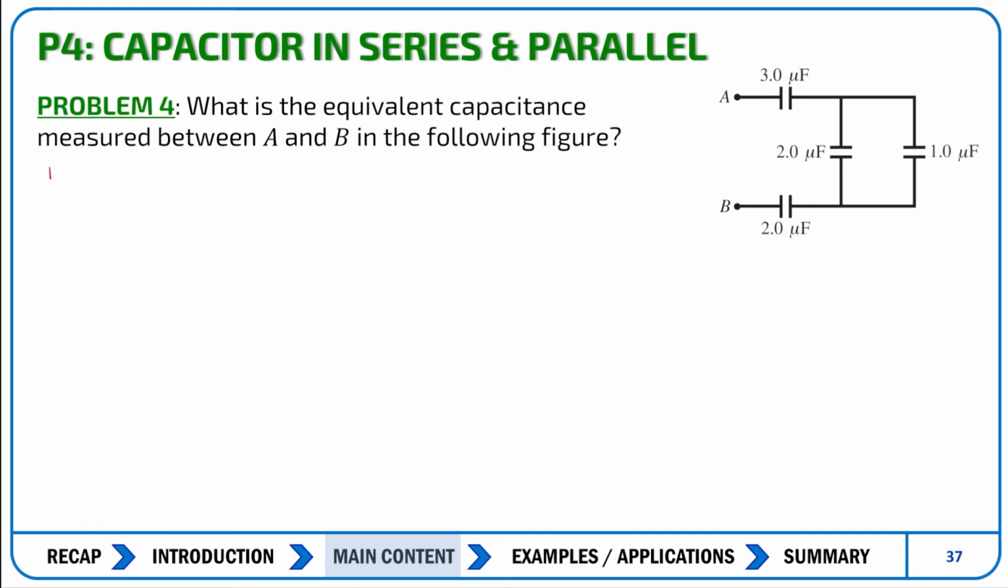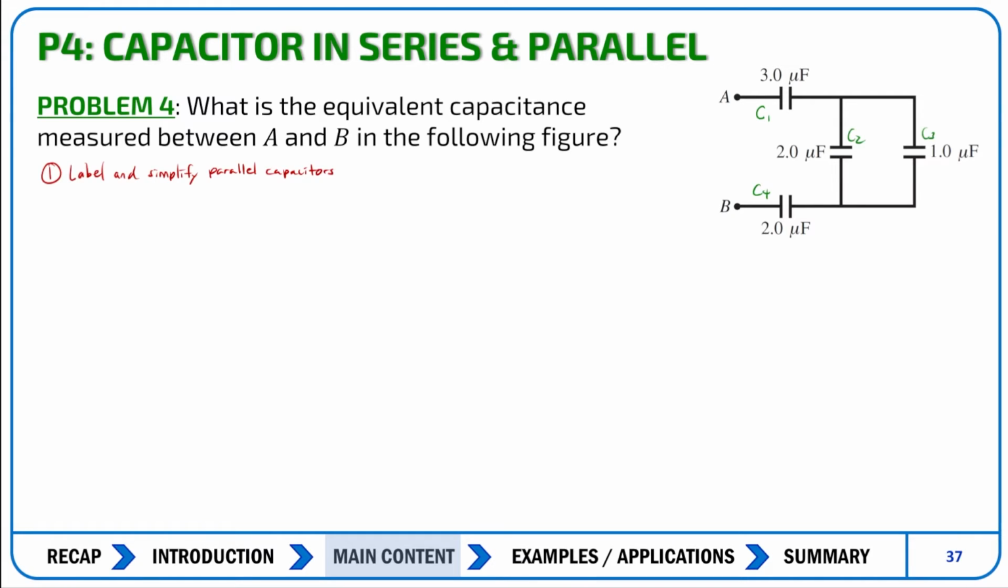So step 1, we're going to first label and simplify parallel capacitors. Why don't we label them first? So we're going to label this C1, and then we have C2, C3, and then C4. Just for simplicity.